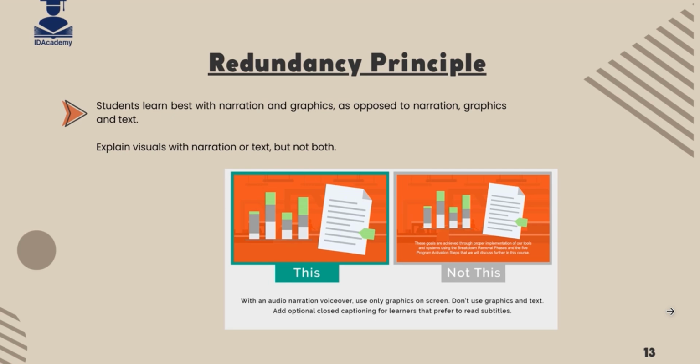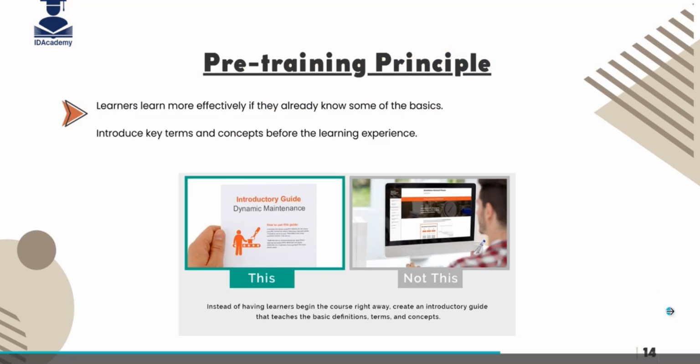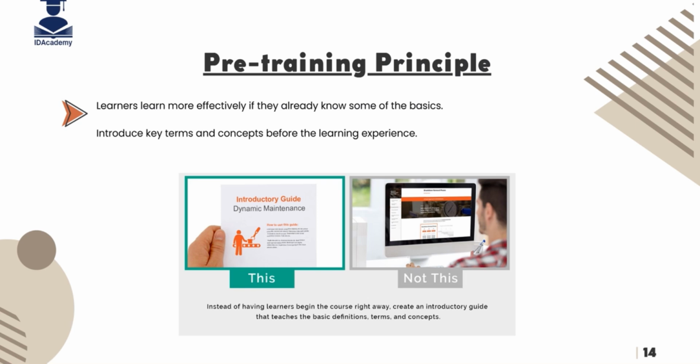We have to explain visuals with narration or text, but not both, meaning that we don't have to include narration as well as text in explaining visuals. The pre-training principle states that learners learn more effectively if they already know some of the basics. So we have to include an introductory guide before the learning experience.